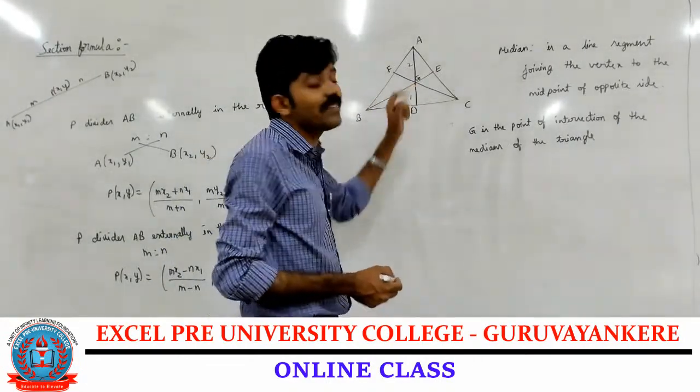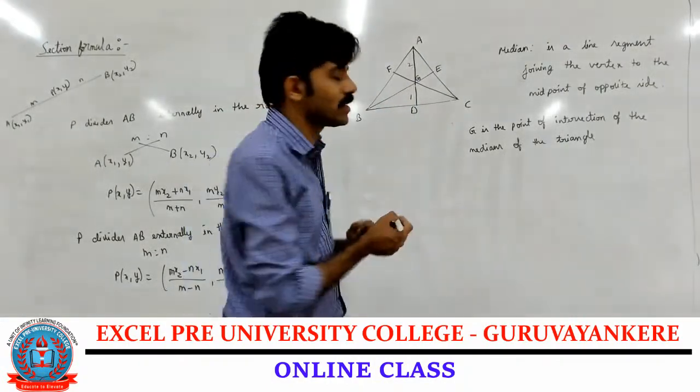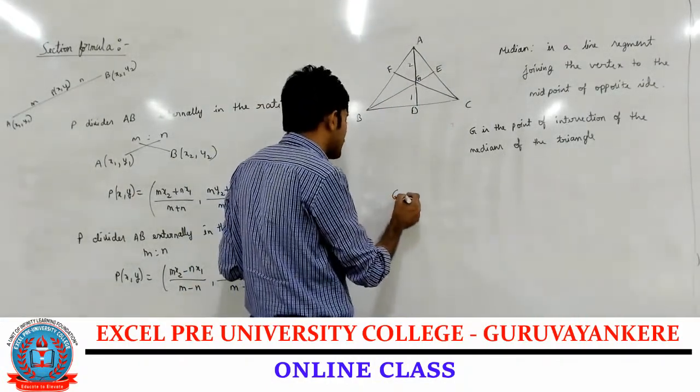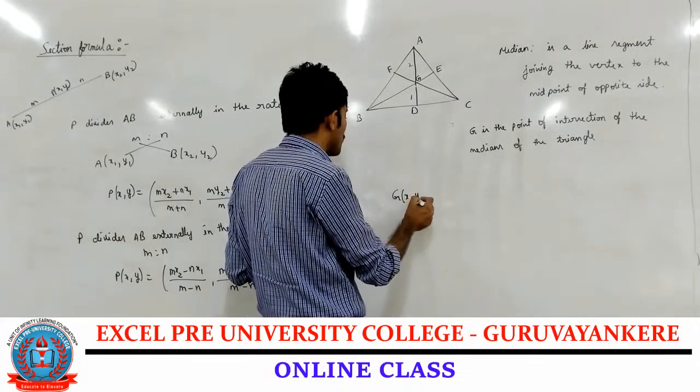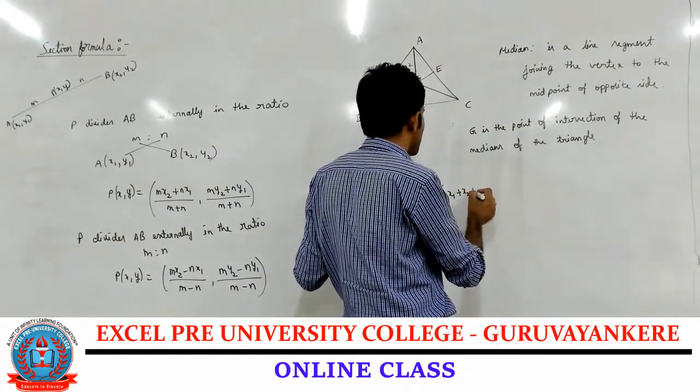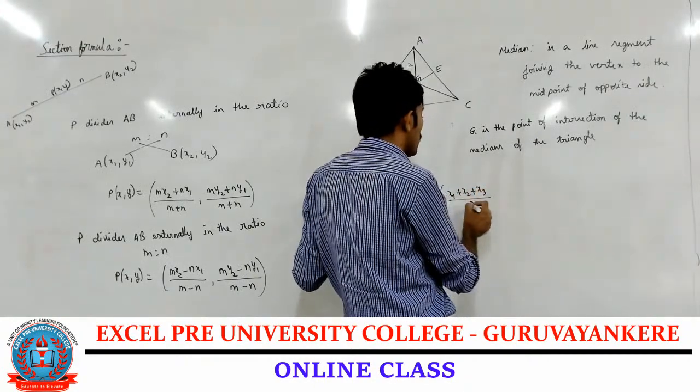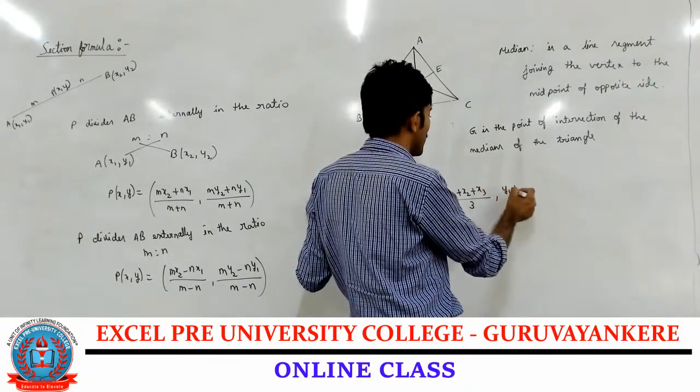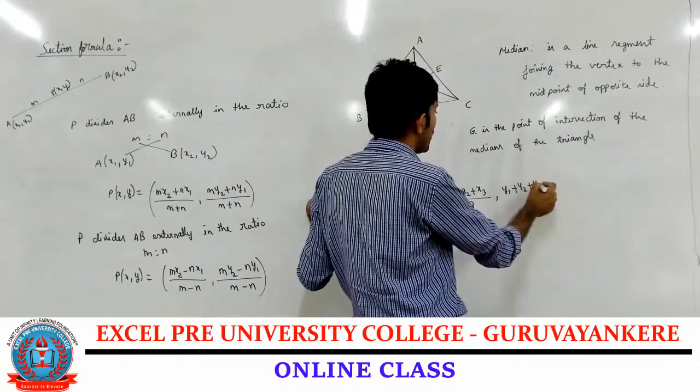Using the section formula, we can find the coordinates of the centroid. Okay, the coordinates of the centroid G(x, y) is equal to ((x1 plus x2 plus x3) divided by 3, (y1 plus y2 plus y3) by 3). Also we have the midpoint formula.